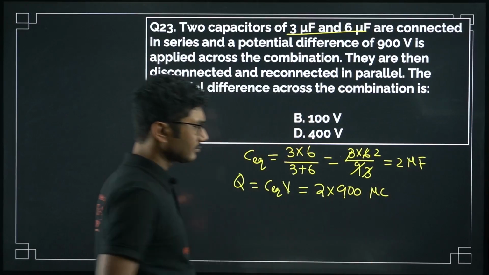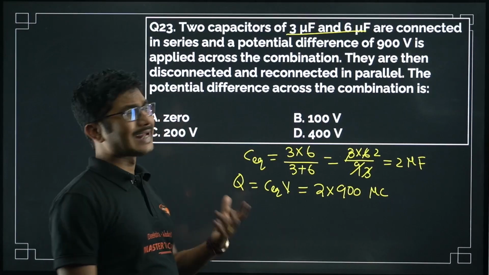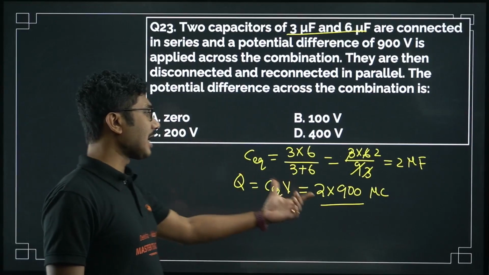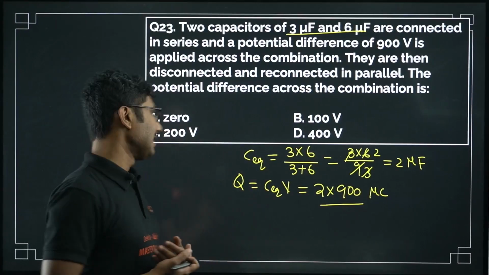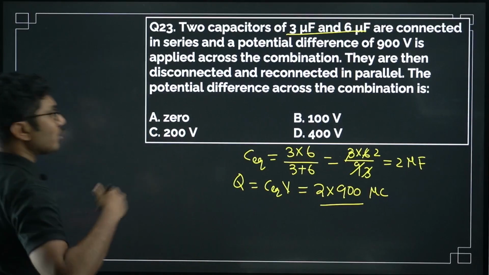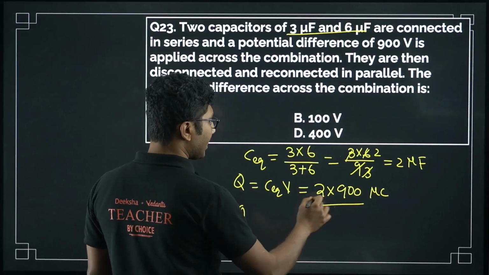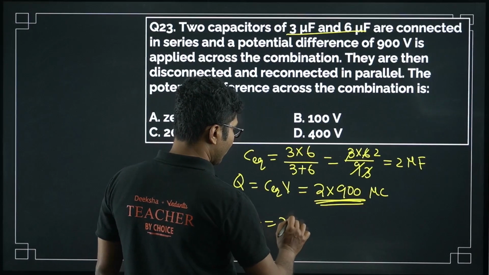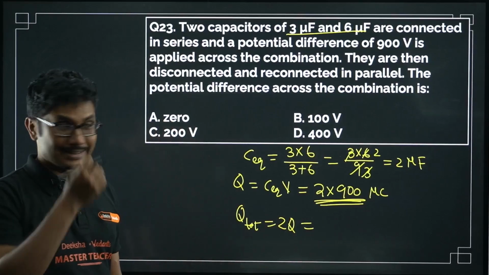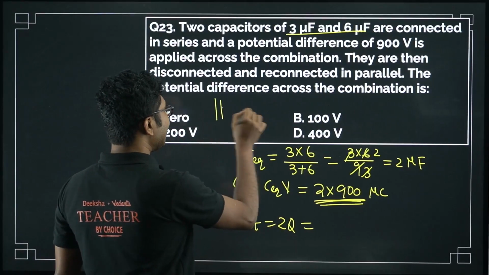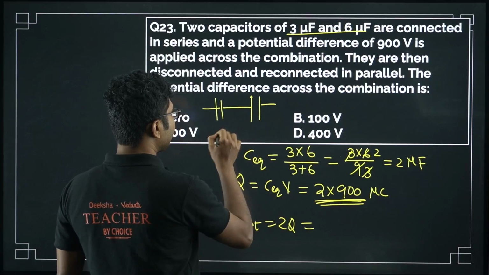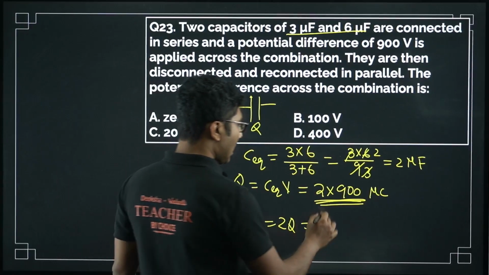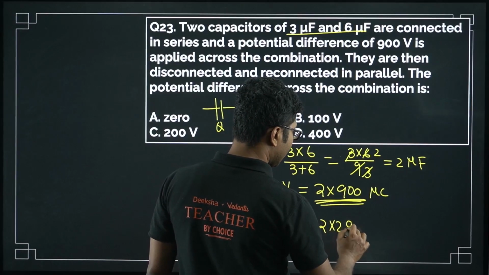Microcoulomb you can write. Why does the unit not matter? Because they will cancel anyway. So this is the charge stored in each of them when they are connected in series. Now when you connect them in parallel, what is the total charge, by the way? Both have the same charge. So when they are connected in series, each of them has the same charge. So this is Q, this is Q. So the total charge of the system is 2Q. So that will be another 2 times, so 2 into 900.